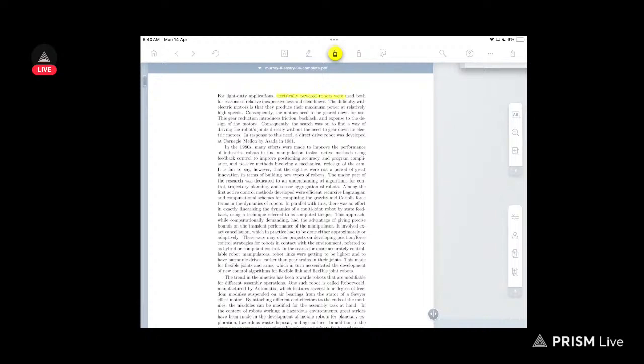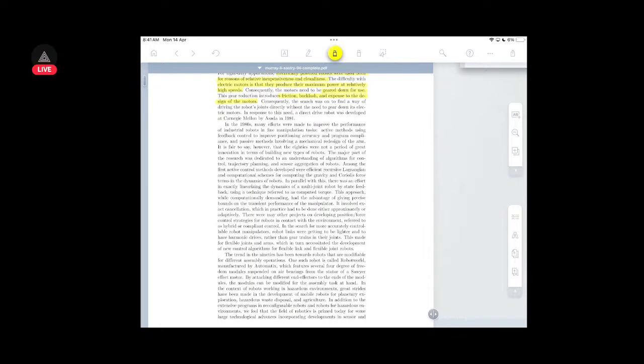So electrically powered weapons and robots were used for reasons of relative inexpensiveness and cleanliness. Electric motors have maximum power and relatively high speed, and they can be geared down for use. But that introduces friction, backlash, and expertise to the design of the motors. So the search was for a way to design motors directly, without the need to gear down. It was developed at Carnegie Mellon by Asada in 1981.